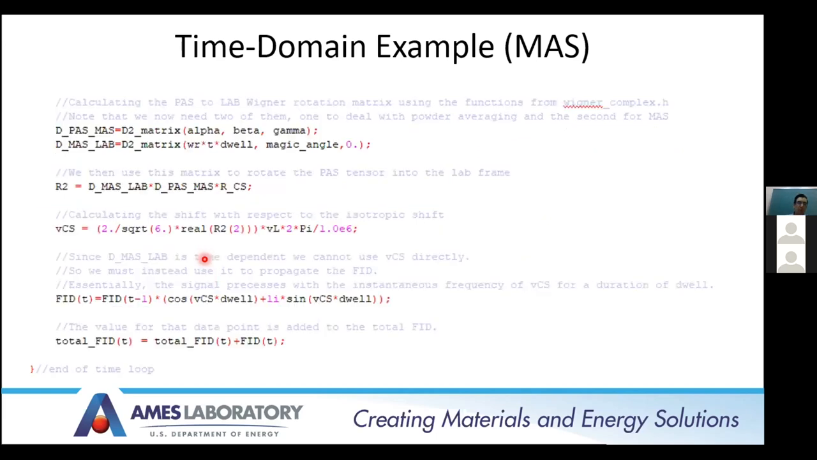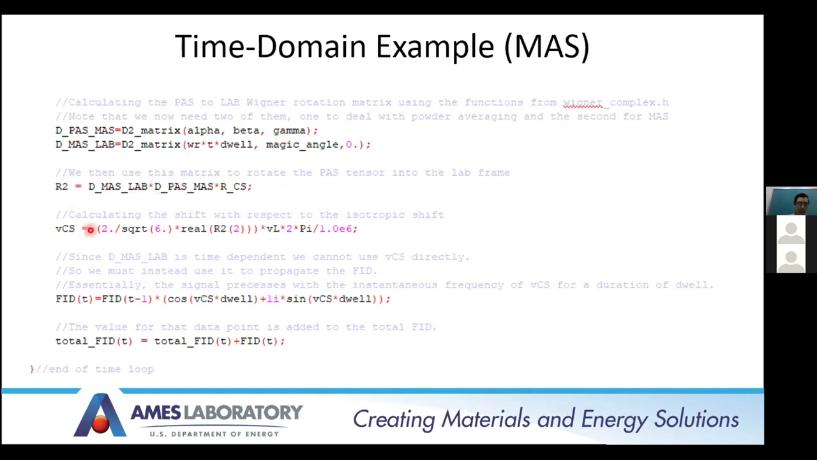And within this time loop, we do the same sort of thing that we did earlier. We calculate the Wigner rotation matrix for alpha, beta, and gamma. And then we have the second Wigner rotation matrix, which is used to rotate the rotor. We rotate it at a rate of omega r, so the rotor phase is effectively omega r times time times the dwell time, and the angle beta here is defined as the magic angle. So effectively, what this does is you first rotate by omega r t, so the rotor is effectively rotated parallel to z, and then you dip it at the magic angle, effectively doing this rotation about the magic angle.